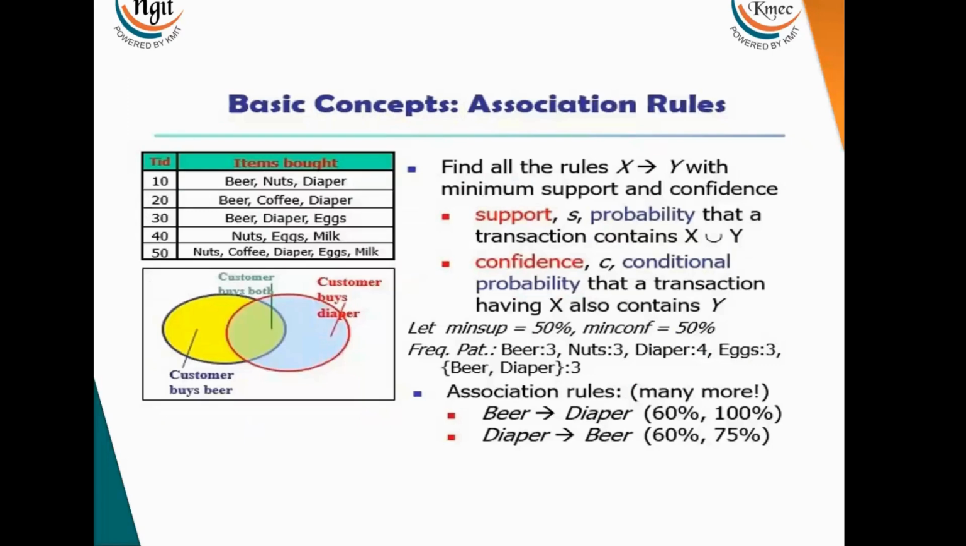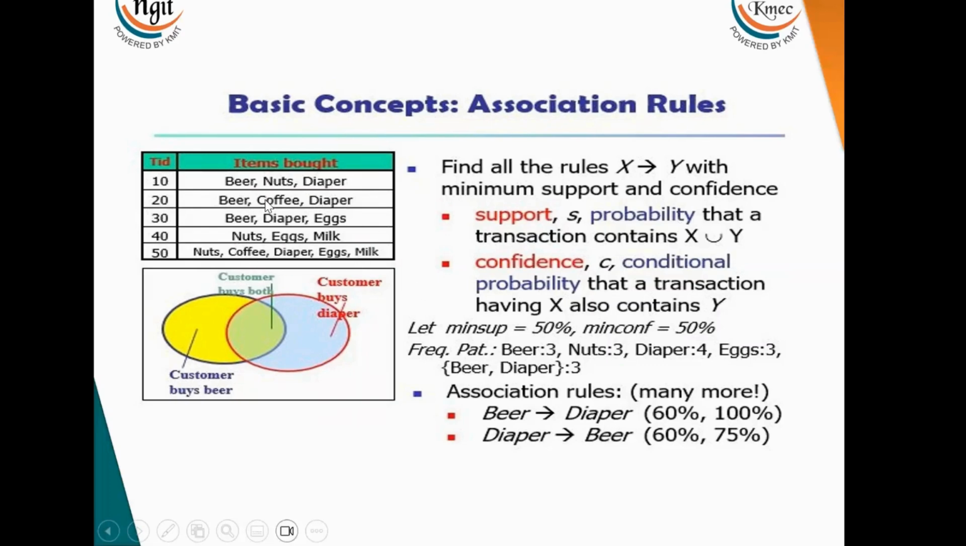Now we also have confidence. If there are items X and Y, what is the probability that Y will occur in the transactions where X is contained? That we call confidence. So let us understand this. Here we have an item set.